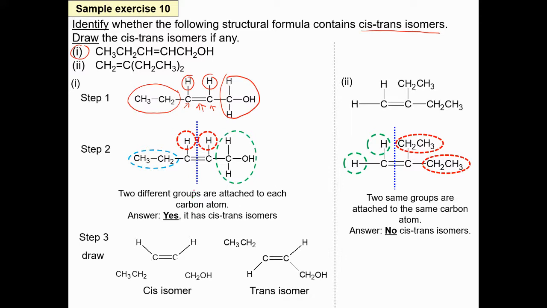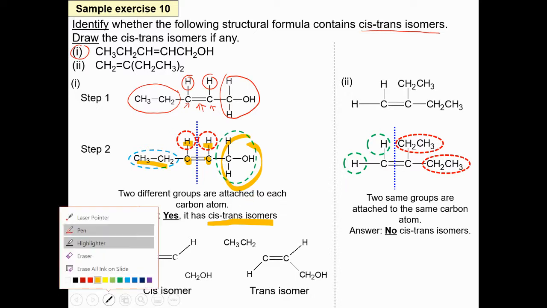Then let's look at the carbon double bond. You can see that 2 different groups are attached to each carbon. These 2 groups are different. However, you still have hydrogen here, and they have the same hydrogen. So they have 2 different groups, but the similarity is they have 1 hydrogen that is the same. So it has cis-trans isomers.